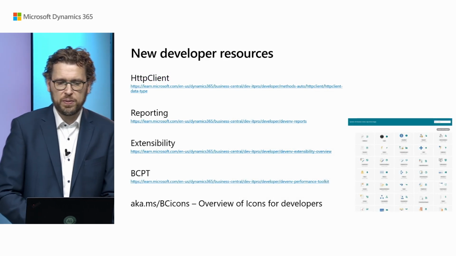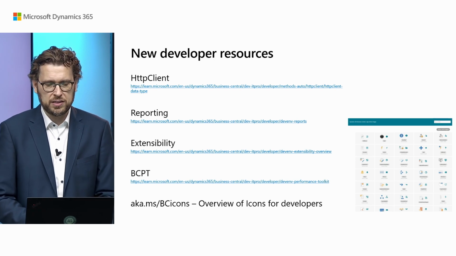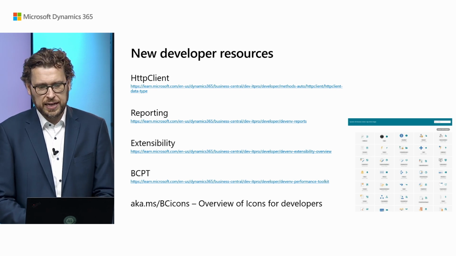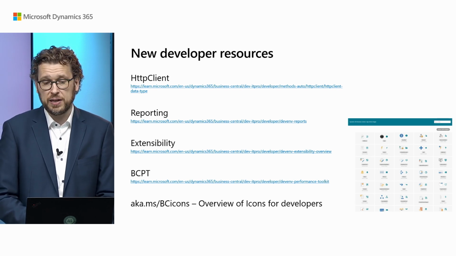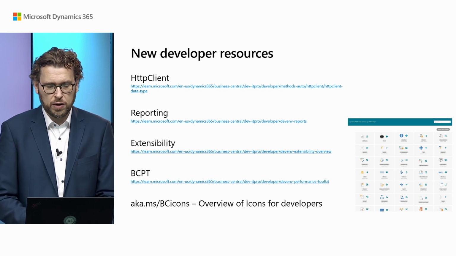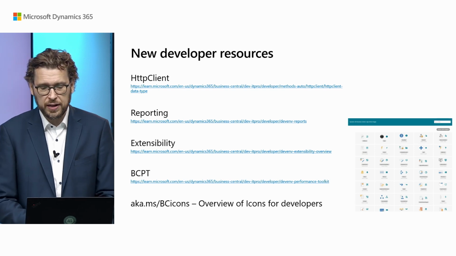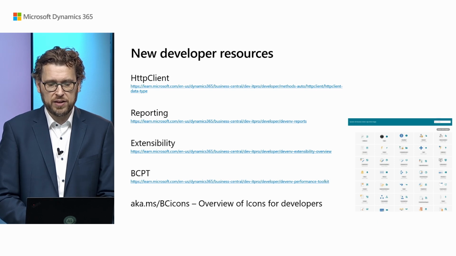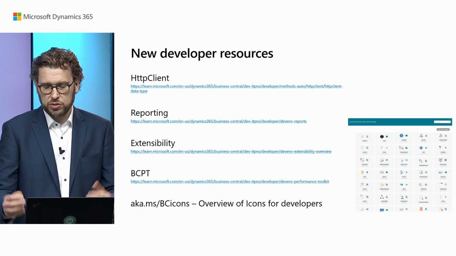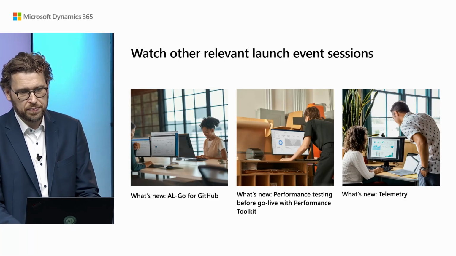Then we have additional developer resources. There's been some collaboration with partners, and that has led to updating in much more detail, with examples, etc., the HTTP client, the reporting, and the extensibility Learn topics. We also have a big investment in the performance toolkit that you can go and read up on. And then we have aka.ms/BCicons, which has an overview of icons that you can use as part of developing in AL for BC.